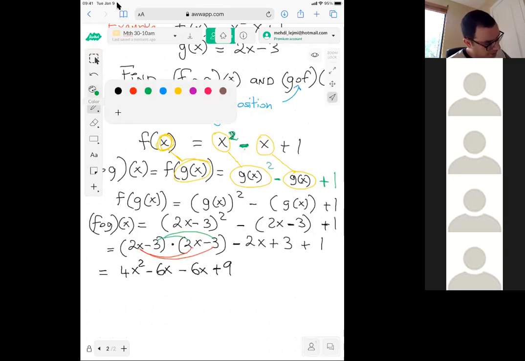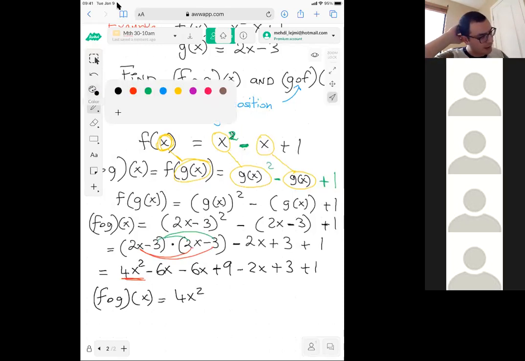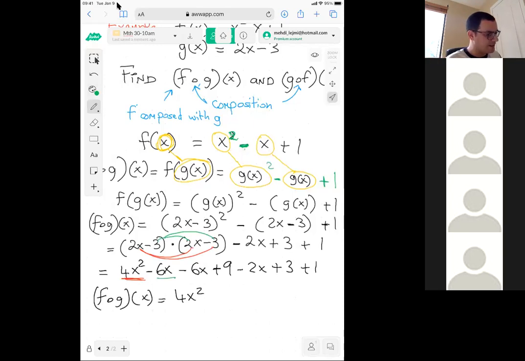All right, so then we have minus 2x plus 3 plus 1. So now I can simplify. So f of g of x. Let's count how many x squared. We have 4x squared. Now, how many x's? We have minus 6x minus 6x. That's minus 12x. Minus 2x, that will be minus 14x.